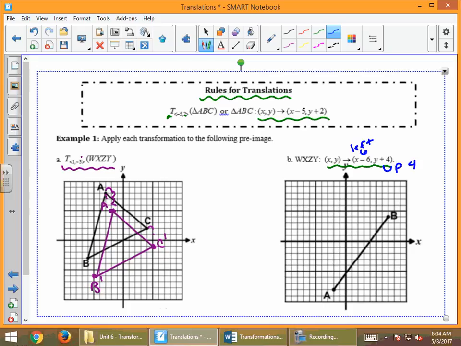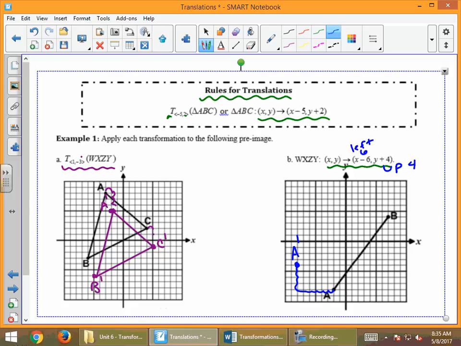So when you're translating a segment, the rules still apply. You just take each endpoint. So I'm going to take each endpoint and move it left 6: 1, 2, 3, 4, 5, 6. Up 4: 1, 2, 3, 4. I'm going to label that A prime. Make sure you label your points.